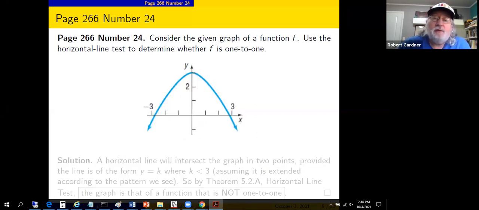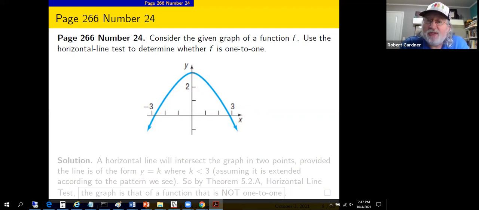How about this one? It looks like this is a quadratic function. Consider the graph given a function f. Use the horizontal line test to determine whether f is one-to-one. Well, if a horizontal line is below this point here, it is going to intersect it in 2 points, assuming the pattern continues, assuming it doesn't turn around and come back up, in which case it might intersect it in 3 points, or maybe turn around and come back up on both sides. Assuming the pattern continues, horizontal lines intersect this in exactly 2 points.